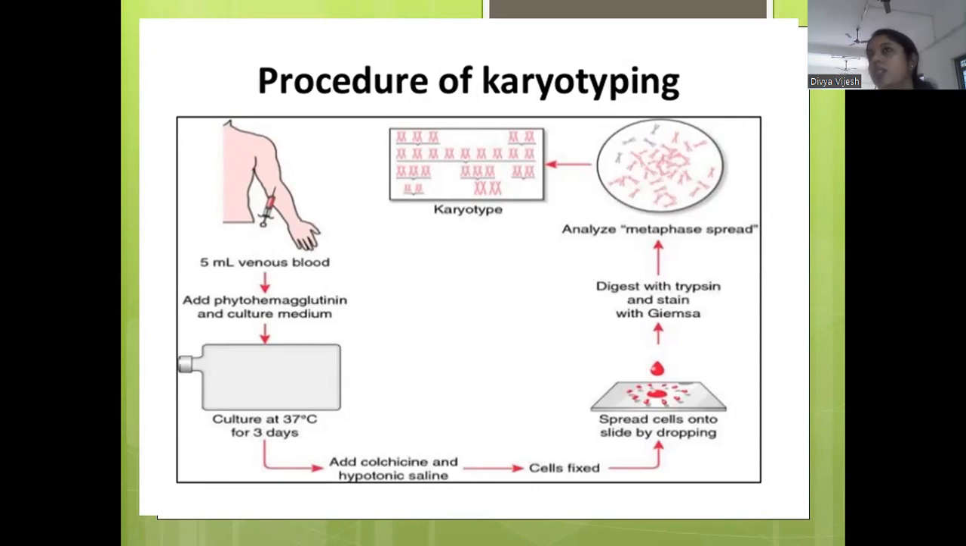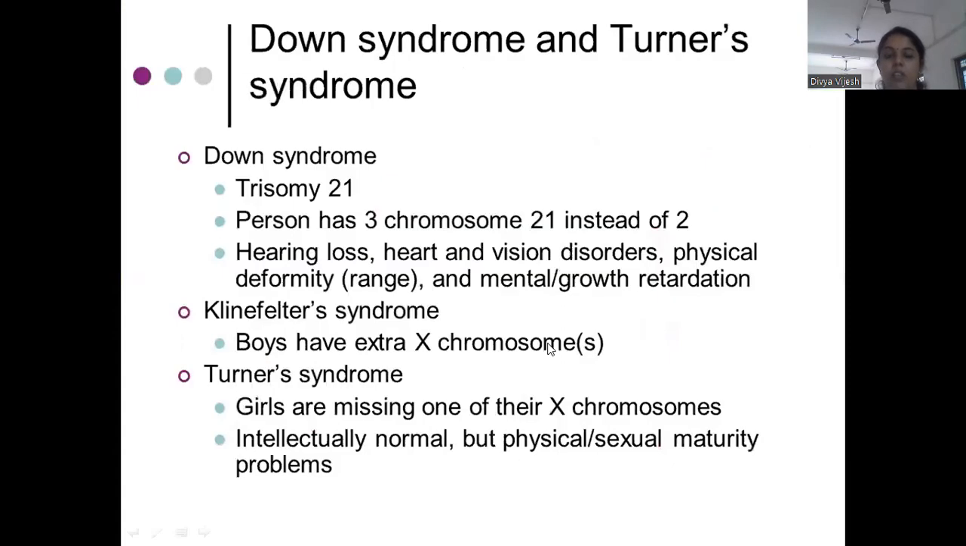We can order the chromosomes, we can pair the chromosomes, and we can find out which organism the chromosomes belong to. Whether there are any chromosomal abnormalities, we can find out. So that is the procedure of karyotyping.